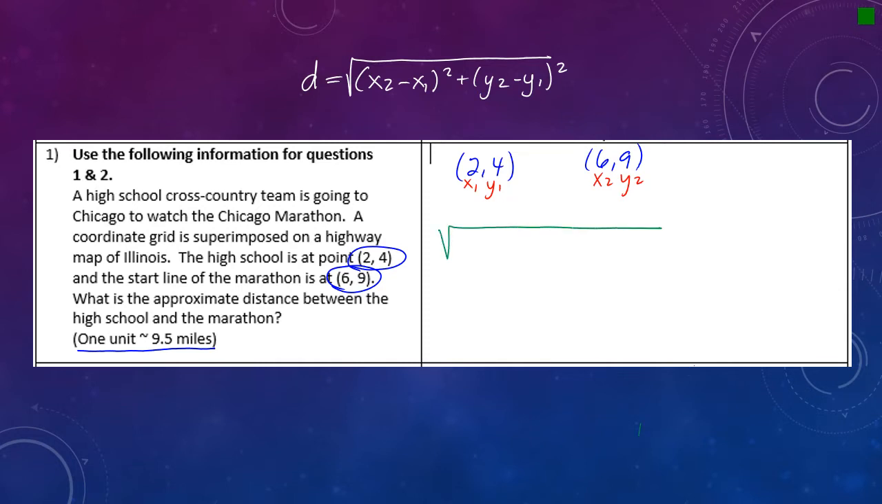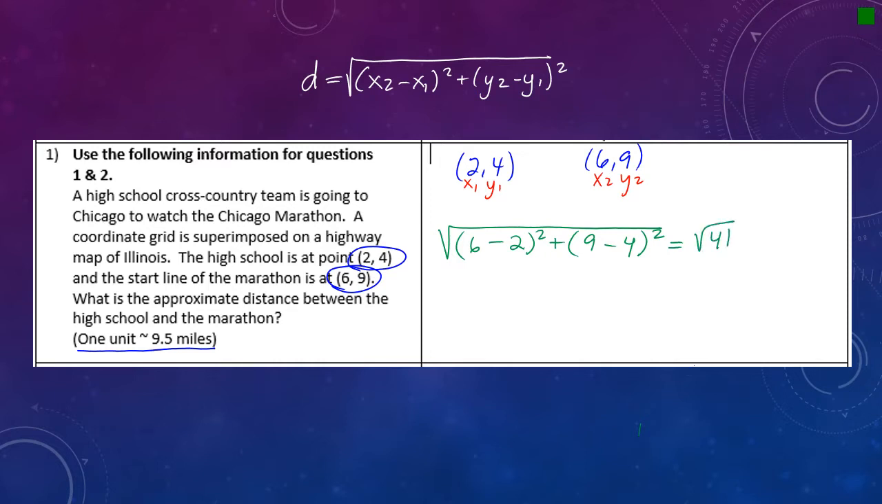What I like to do is set up my formula without numbers. And now I'm just going to plug them in. So x2 is 6, x1 is 2, and then y2 minus y1 would be 9 minus 4. At this point, I like to put everything that's under the radical into my calculator. So I put everything written here in green except for the square root. And what you'll get is 16 plus 25, so that would be 41.